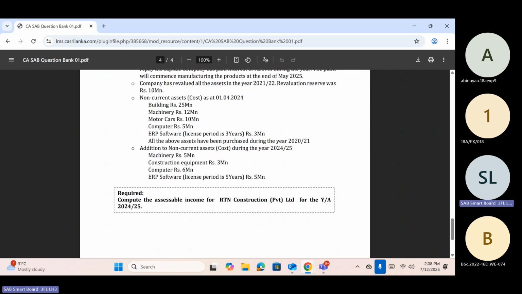Taxable income from each source needs to be worked out separately. We work out working one, the taxable income from which. It says RPM Construction Private Limited.